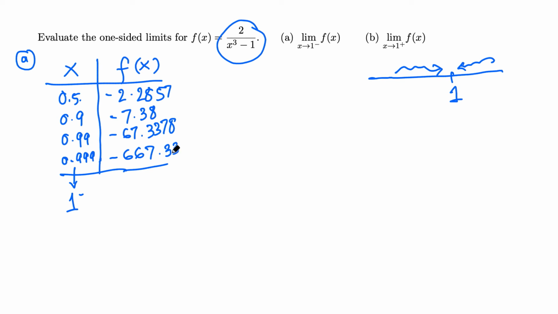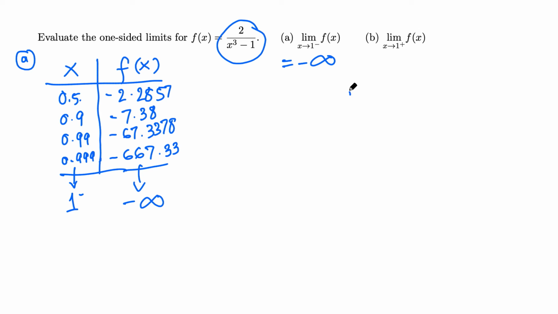667.33. As you can see, these numbers are negative, but if we ignore the negative, they are increasing without bound. So this one clearly goes to negative infinity. So this is negative infinity. Now we want to do the same thing for part B.